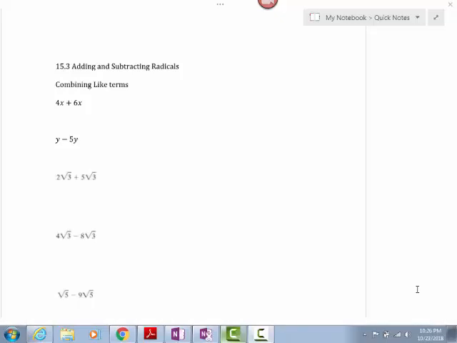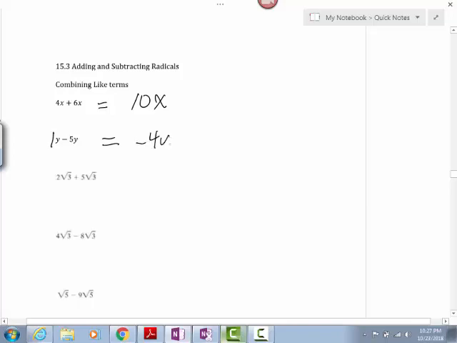15.3 is adding and subtracting radicals. The way we're going to be adding and subtracting radicals is just like the way we'd be combining like terms. So if we notice here in this problem, 4x plus 6x, if we combine them together, that would just give us a 10x. Y minus 5y. Remember, I can think of the number in front of that y being a 1. So 1 minus 5, negative 4y.